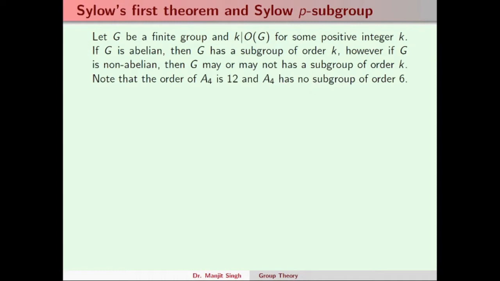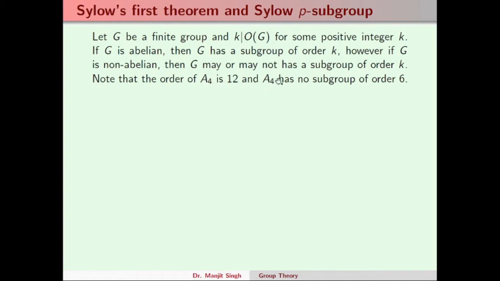the order of a subgroup divides the order of G, and the converse of Lagrange theorem states that if K divides the order of G, then G has a subgroup of order K. So we see that the converse of Lagrange theorem doesn't hold for the alternating group of degree 4.